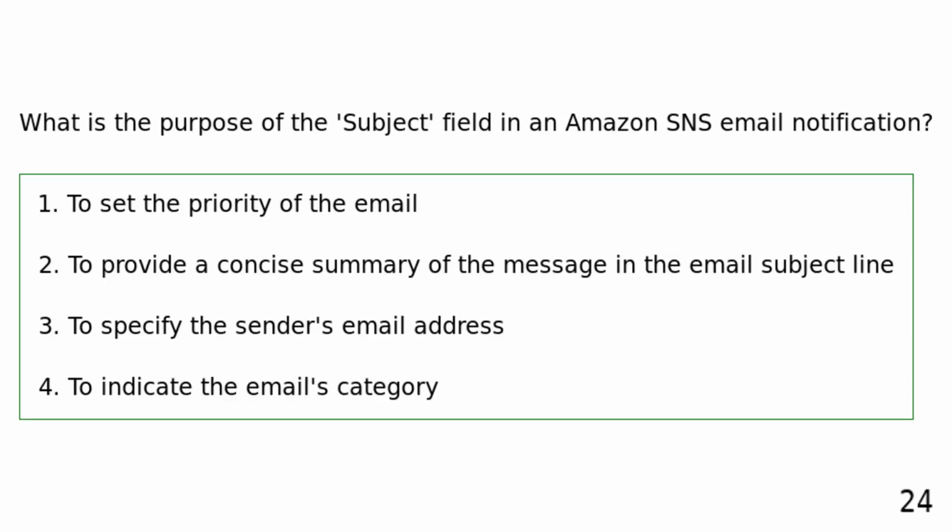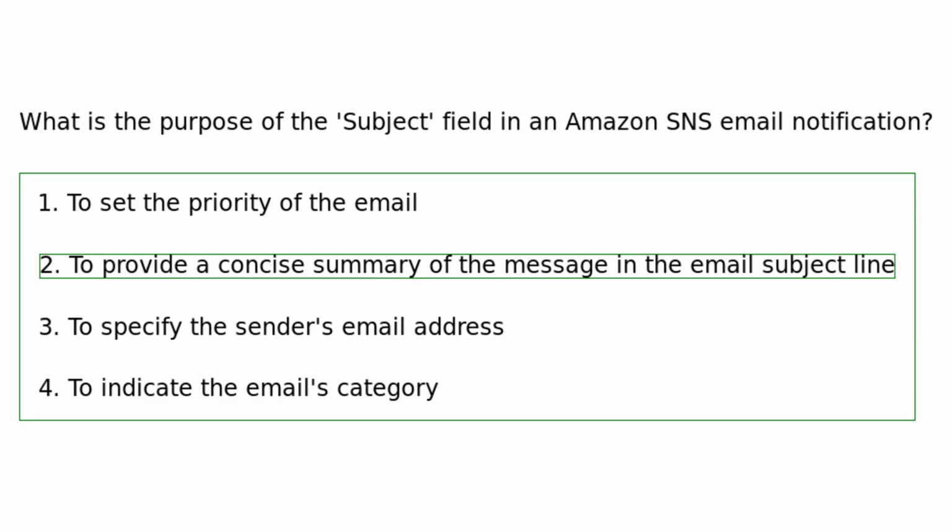What is the purpose of the subject field in an Amazon SNS email notification? To set the priority of the email. To provide a concise summary of the message in the email subject line. To specify the sender's email address. To indicate the email's category. In an Amazon SNS email notification, the subject field is used to provide a concise summary of the message in the email's subject line, helping recipients quickly understand the content.